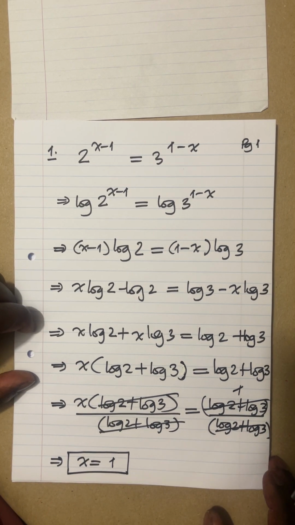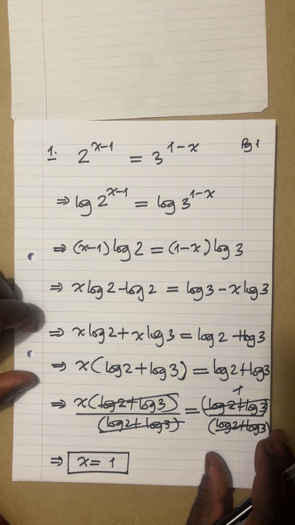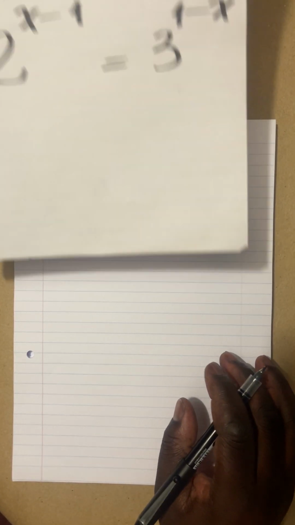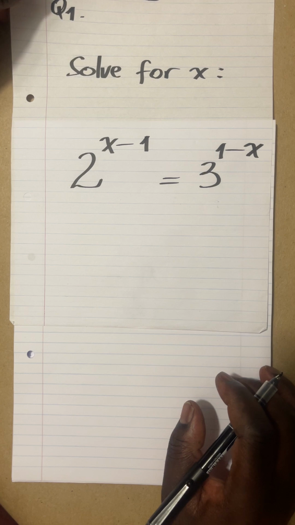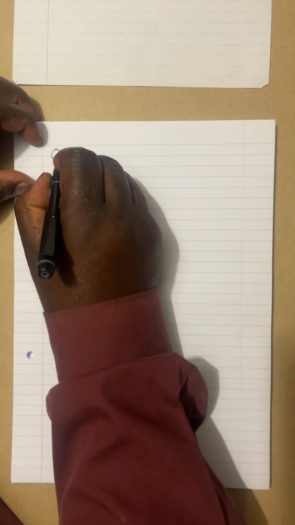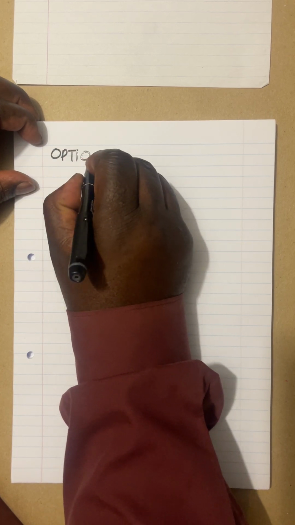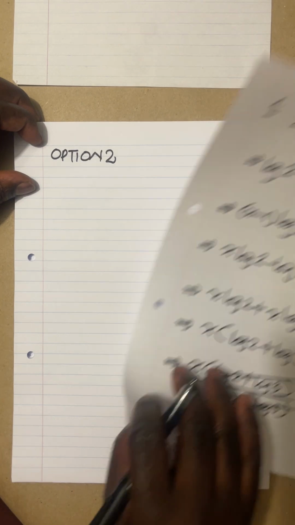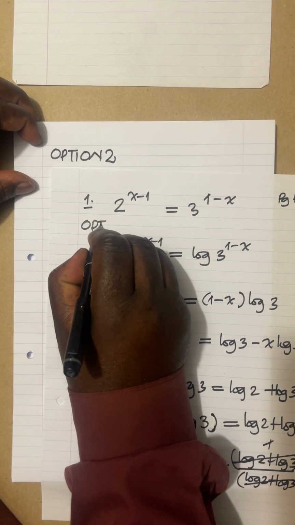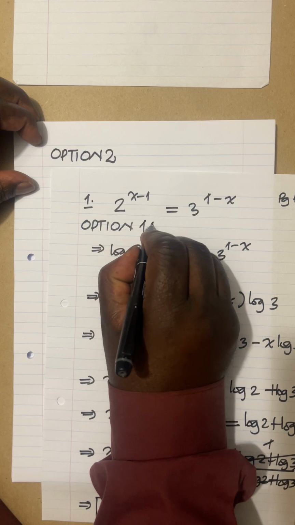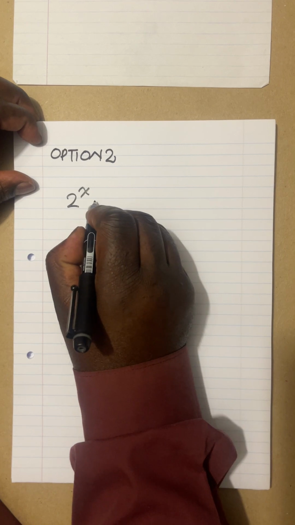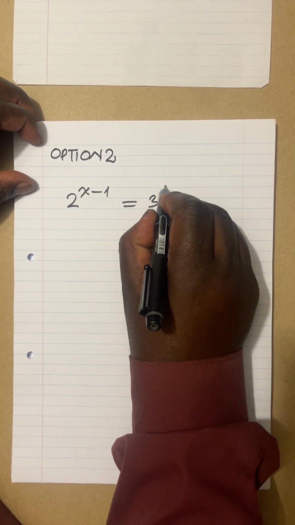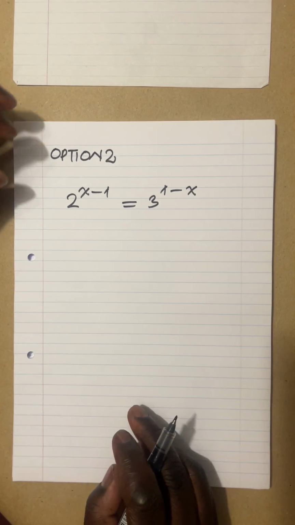Right, I want to show you the second approach. The second approach would be for the same question. Remember, this is the question we have. And I want to look at the second approach. So let's say option 2. And if you allow me to call this option 1, option 1 using logs. Option 2, simple algebra, we have 2 power x minus 1 is equal to 3 power 1 minus x. Let's dismantle the expressions.